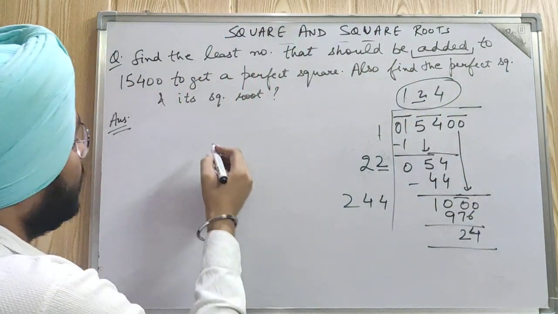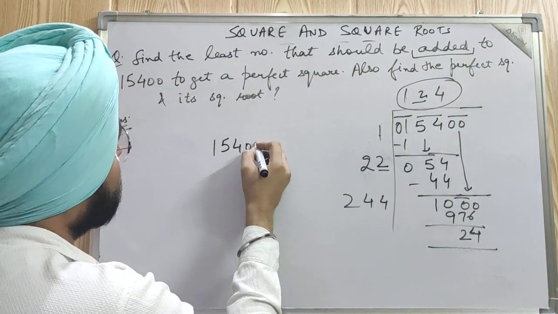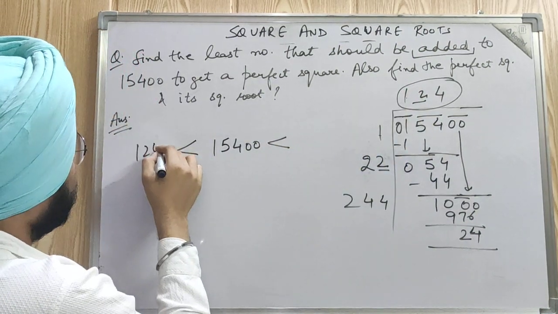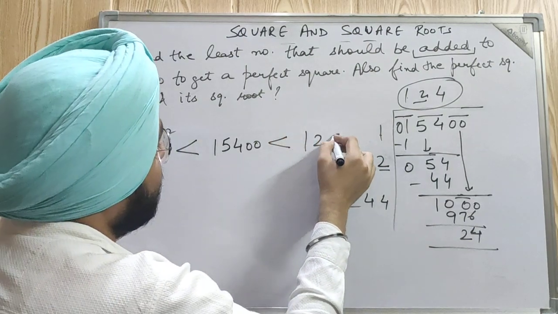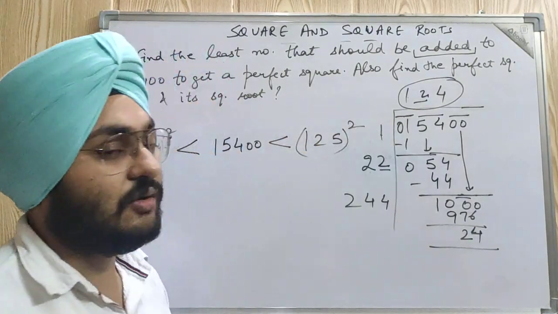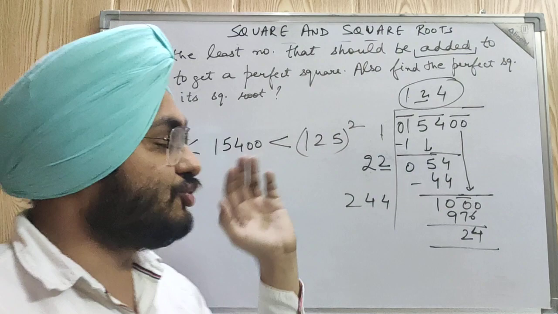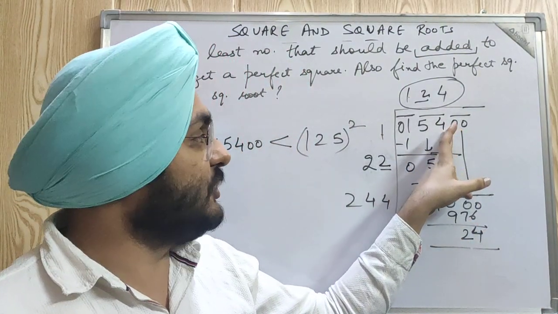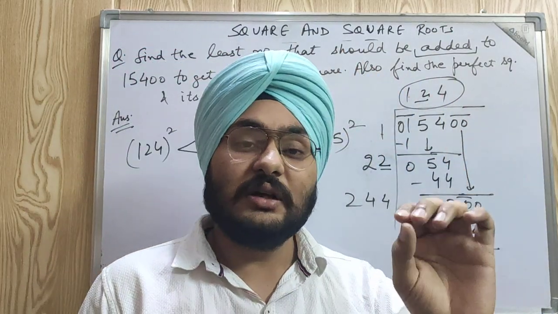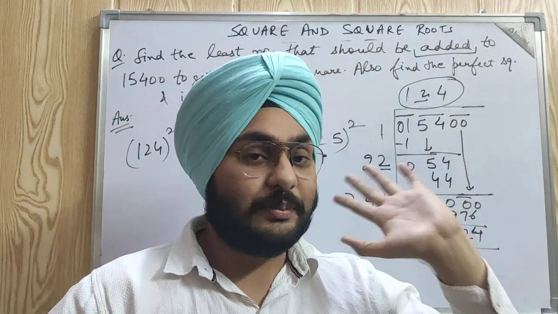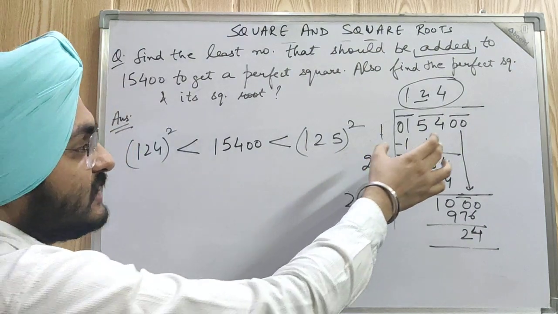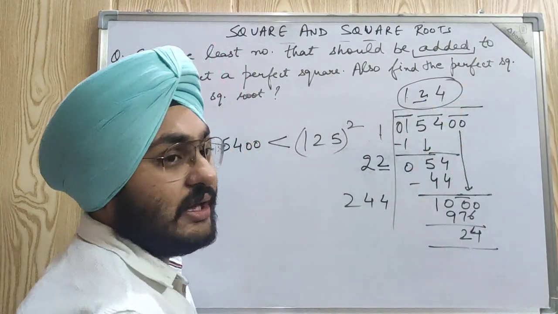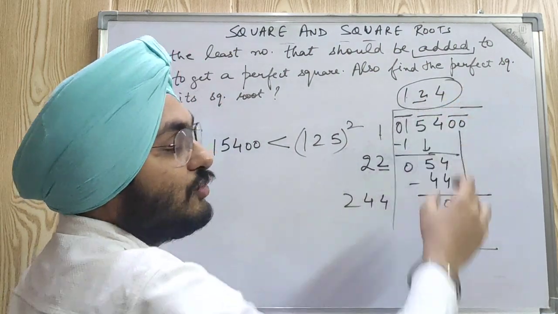It means here this 15400 is lying between the squares of 124 and 125. Okay, why is this lying between these two squares? If you subtract 24 from this 15400, you will be getting the square of 124, as discussed in the previous. So it means this 15400 is greater than 124 square.